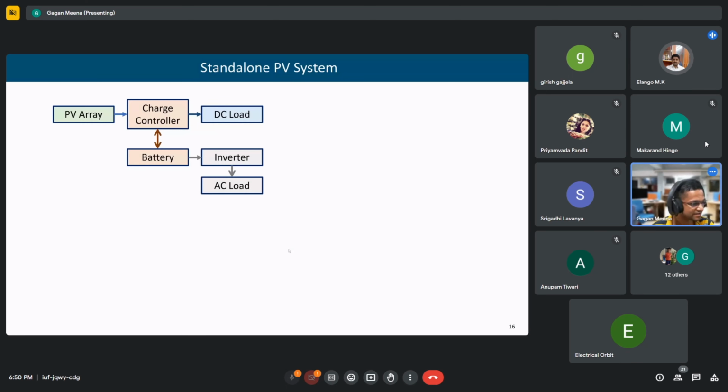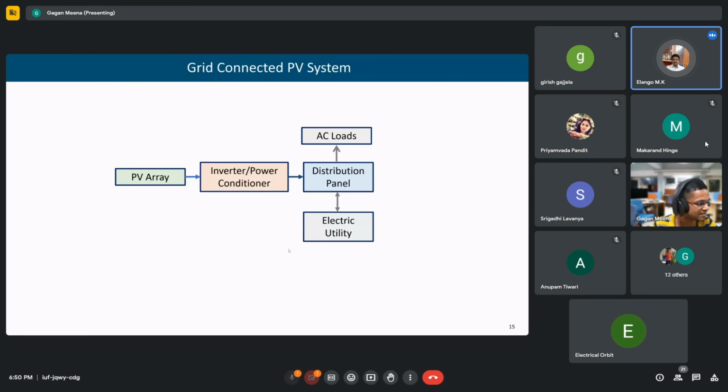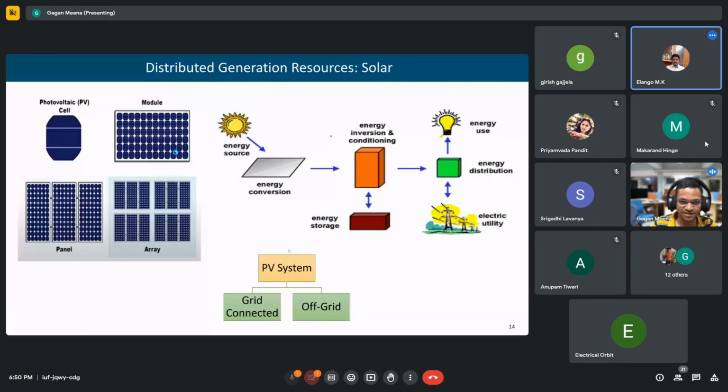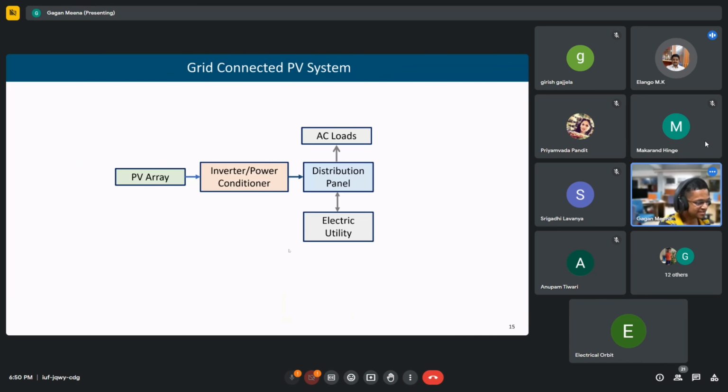Sir, excuse me, sir. I have a doubt about the previous slide. Please go to the previous slide, sir. Which one? This one? No, the next one. Yes, this one. In that configuration, we are using grid to vehicle and vehicle to grid configuration. Am I correct, sir? No, it's not an electric vehicle.